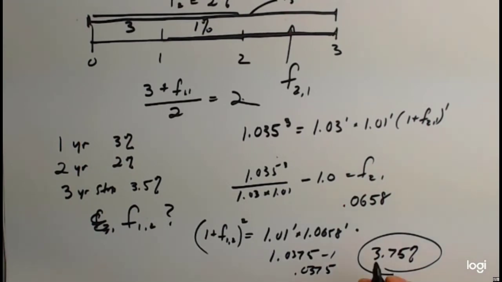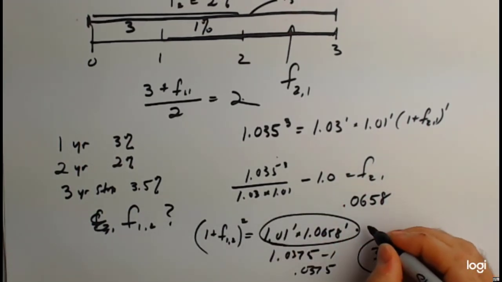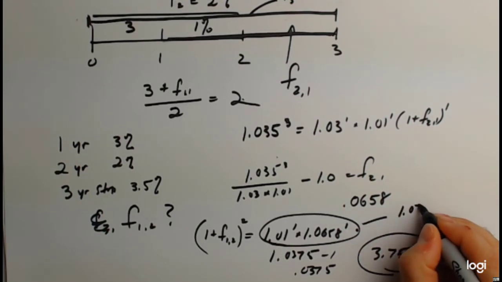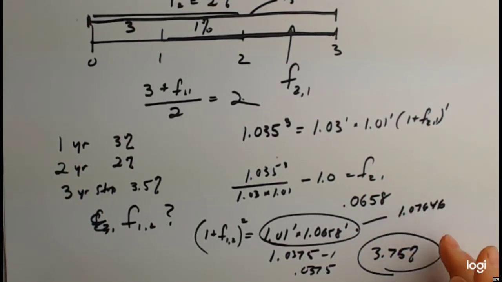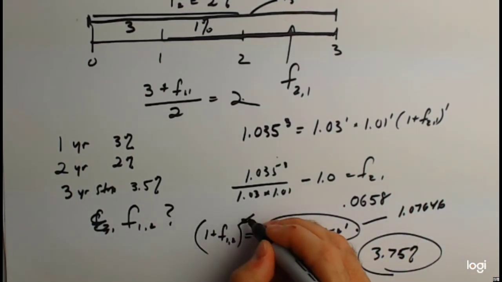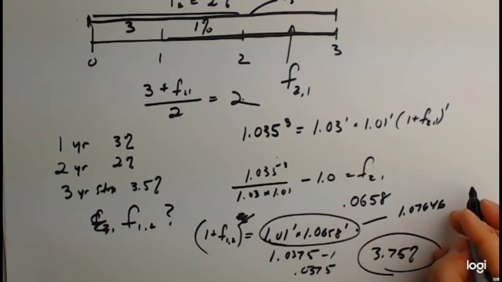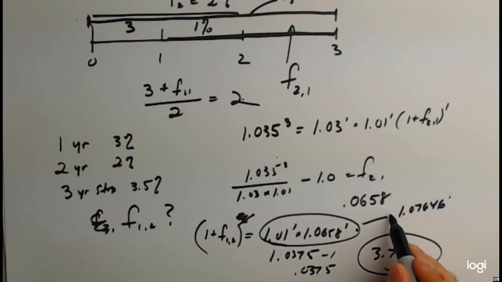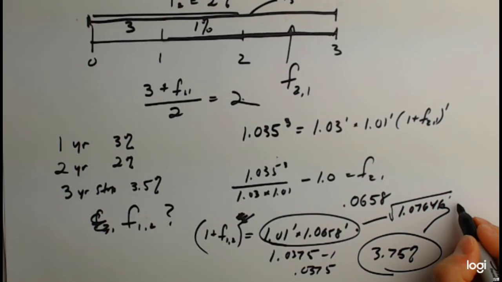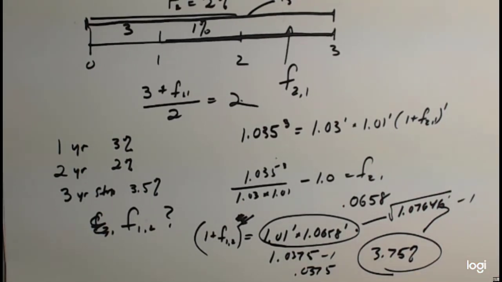So how did I get that? Well, I multiplied these together, and when you multiply these together, you get 1.07646. Now take the square root of both sides, so you get rid of this exponent. This becomes a 1, and when you have a 1 for an exponent, you don't really need it. So I took the square root of this, and the square root minus 1 gives me the 3.75%. So arithmetically, 1% and 6.5% averaged comes out to approximately 3.75%.